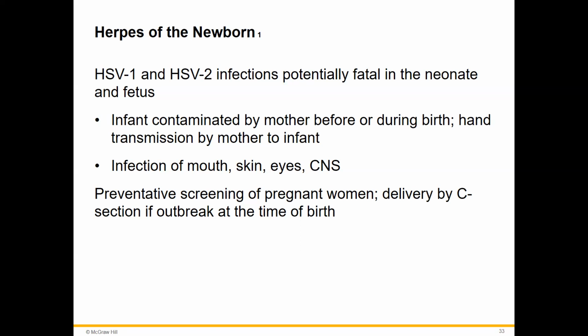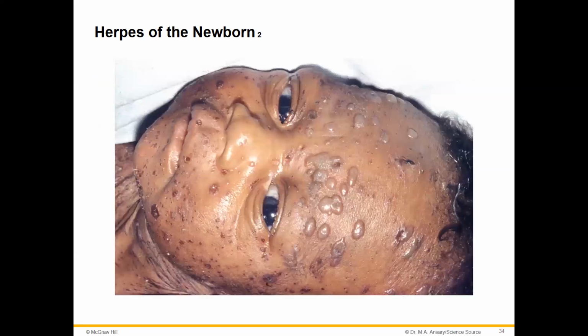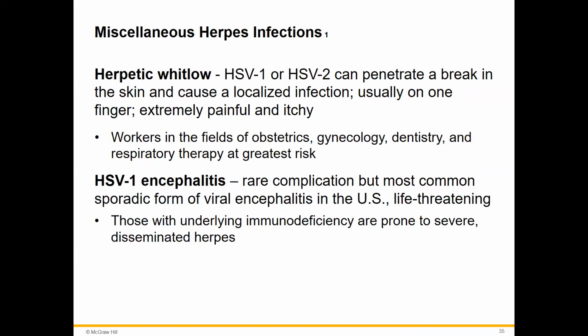You also could have cross-contamination by mother during birth, obviously vaginal birth. And that can infect mouth, skin, eyes, or even central nervous system. So this is why we preventively screen pregnant women. And we always want to make sure if there is an outbreak, they may deliver via C-section if there's an active outbreak during birth. And that's herpes of the newborn, poor little baby.